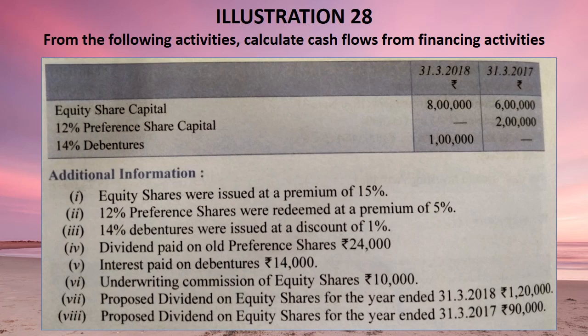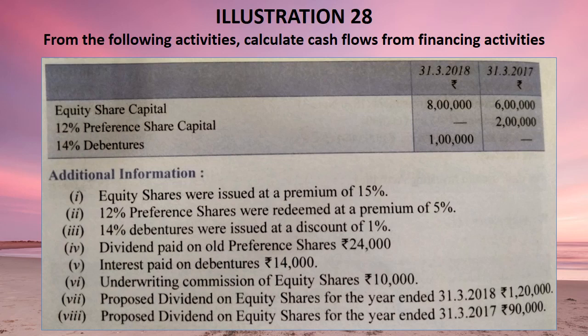Illustration 28C. Equity share capital. It is given to you with current year before and previous year afterwards. 31st March 2018 is current year. 31st March 2017 is previous year. And now you can understand that the amount of equity share capital has been increased by rupees 2 lakhs. It is clear that shares have been issued. In previous year, the amount of equity share capital was rupees 6 lakhs, and now it is 8 lakhs. Rupees 2 lakhs, it means there is inflow of cash, and that inflow is of rupees 2 lakhs.